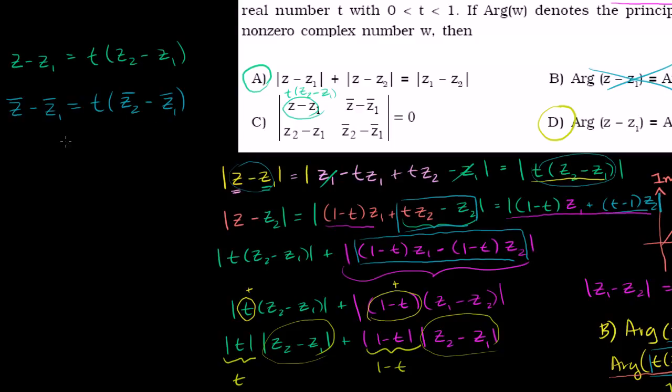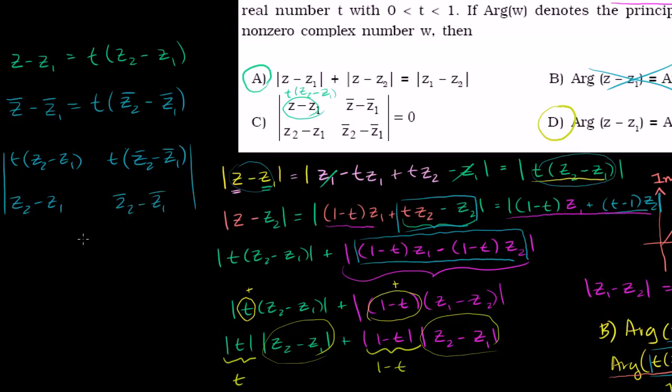Now, with this said, this determinant becomes pretty simple. This becomes t times z2 minus z1. This becomes t times the conjugate of z2 minus z1. This down here is z2 minus z1. And then this over here is the conjugate of z2 minus z1.